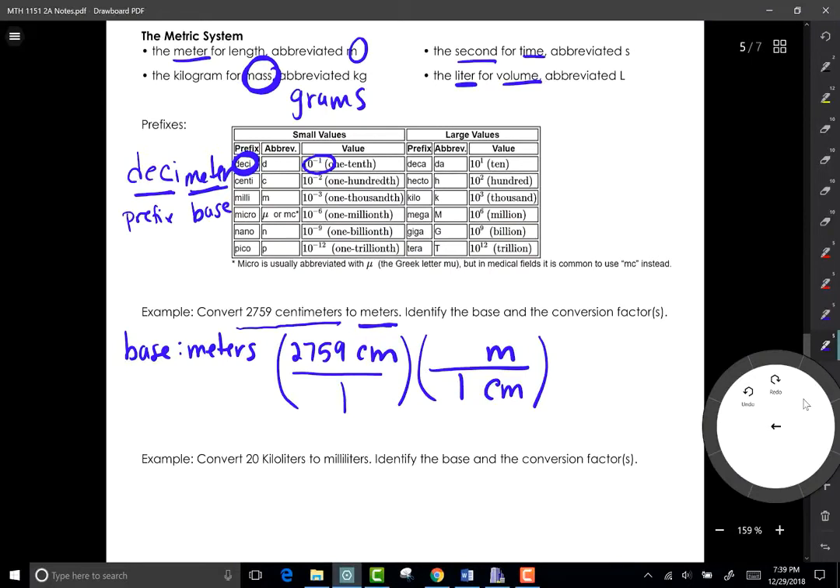Let me erase this so that it doesn't get in the way. Centi right here is our prefix, and 1 centimeter is equal to 10 to the negative 2 meters. So then I put that in on my calculator: 2759 over 1 in parentheses times 10 to the negative 2 over 1 in parentheses. When we work that out, we get 27.59 meters.